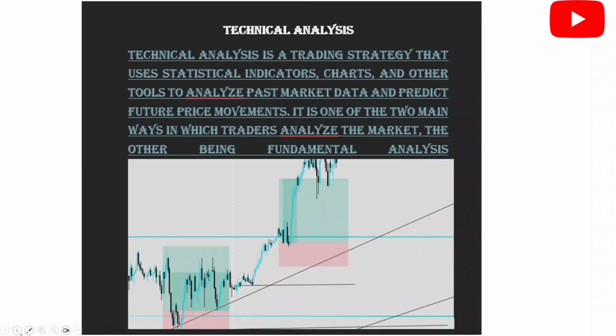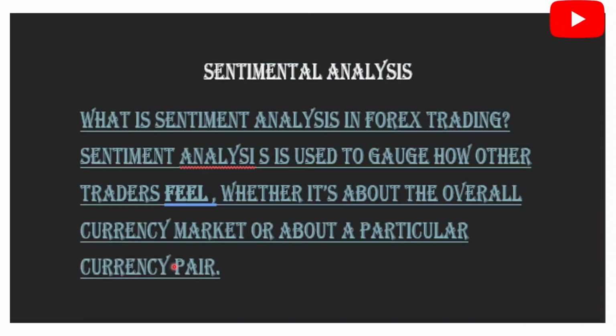So that takes us now to sentimental analysis. What is sentimental analysis? Sentimental analysis in forex trading is used to gauge how other traders feel, whether it's about the overall currency market or about a particular currency pair. Like when the big banks, the big guys are in the market, and they are buying, you join the buy. When the big banks are in the market and selling, you join the sell. So with sentimental analysis, you work with the market trend at that very moment.